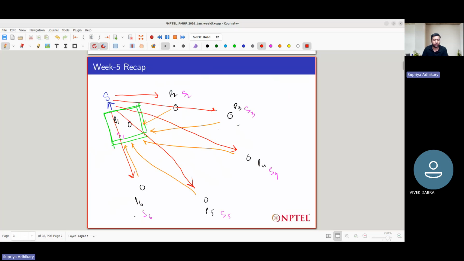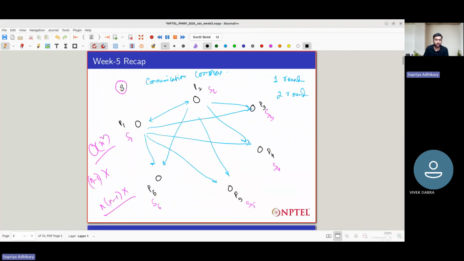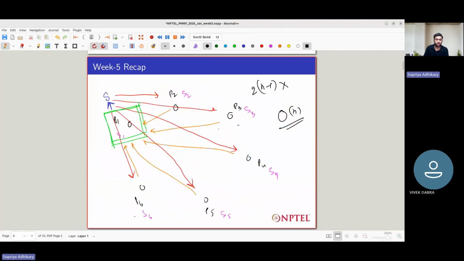Even though there are two rounds of communication, if the question is how much data is being communicated in this network, in the first round there are n minus 1 times x. In the second round, the same amount of data is being communicated. So the communication complexity here is order n, but the number of rounds is two.